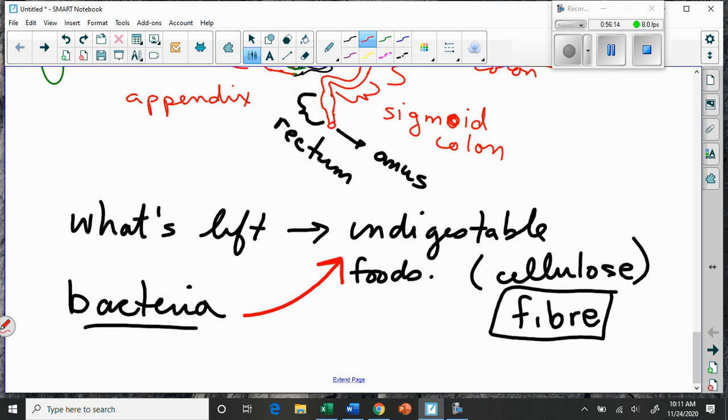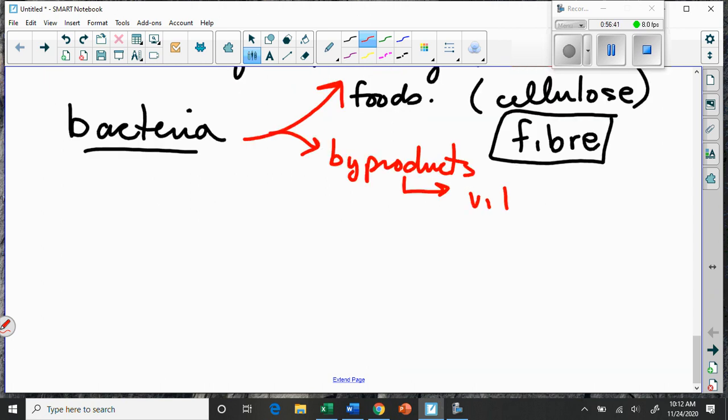So bacteria digest the undigestible foods left in the colon and produce usable byproducts. A lot of these byproducts are things like vitamins and salts and various things that our body could still use. So the byproducts of the bacterial action, the bacterial digestion, are useful. They can be things like vitamins, salts, minerals, and so on.